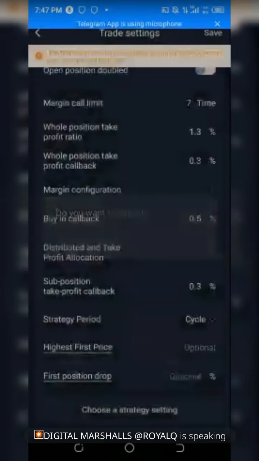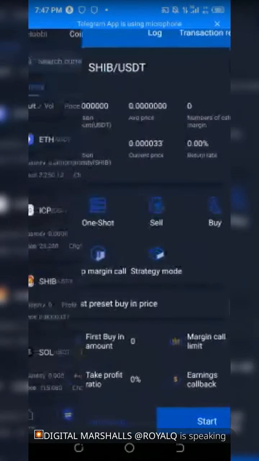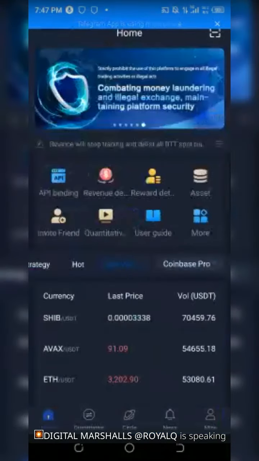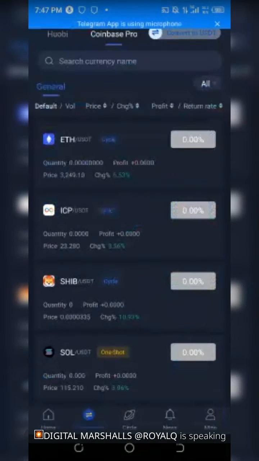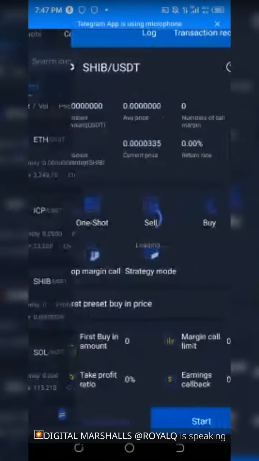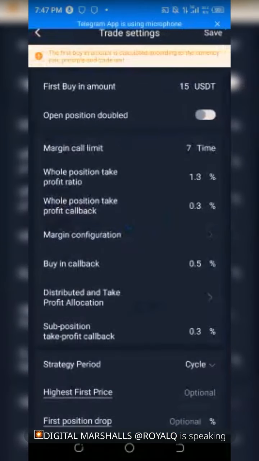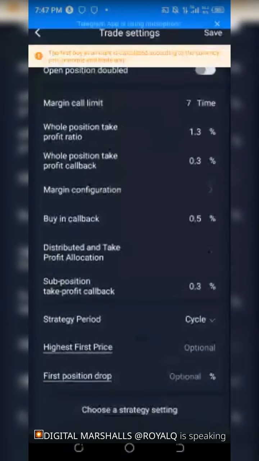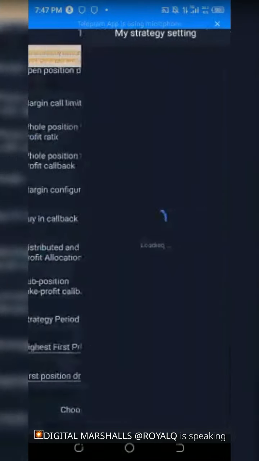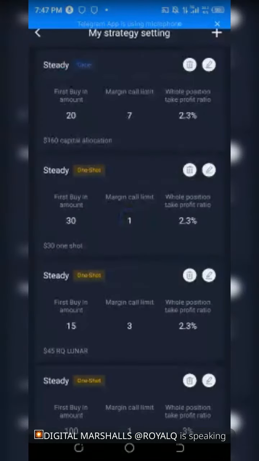So anytime you want to trade the coin, you go to your quantitative, then you look for the coin. The coin says you should trade Shiba. Tap on Shiba, tap on trade settings. Then this time around, you're not going to do all these settings. You just scroll up and then you go and choose a strategy settings. You tap on strategy settings. Then you will see that your settings you did few minutes ago, it will be there.